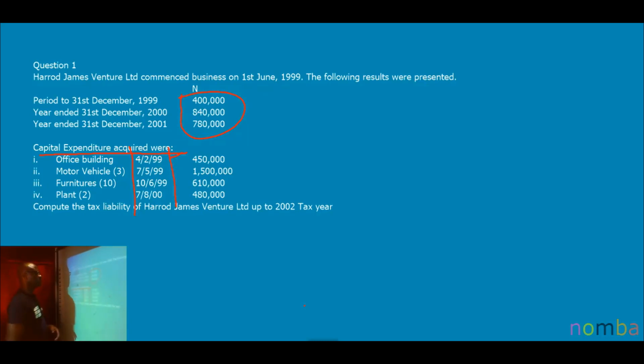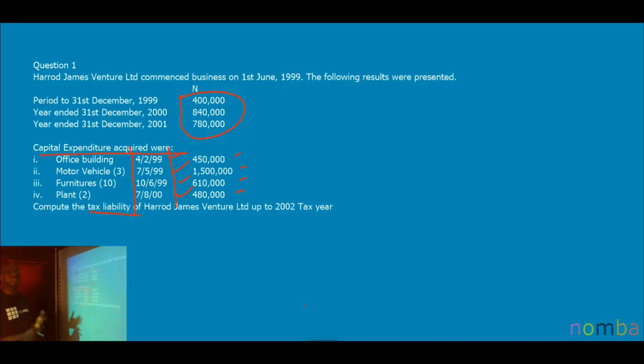4th of February 99, 7th of May 99, 10th of June 99, 7th of August 2000. And the amount that they were bought, this represents the cost of the asset. Now we are asked to compute the tax liability of Harold James Venture Limited up to the 2002 tax year. Are we there? So that is the question for you.